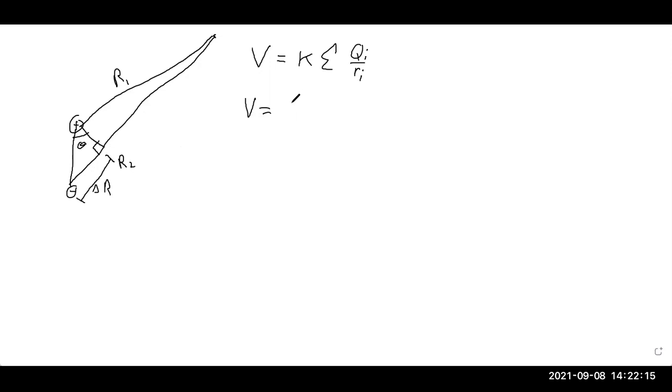So the potential from the positive charge is just going to be K Q over R1. And the potential from the negative charge is a negative Q to balance out our dipole, divided by R1 plus delta R, that little extra bit of distance.